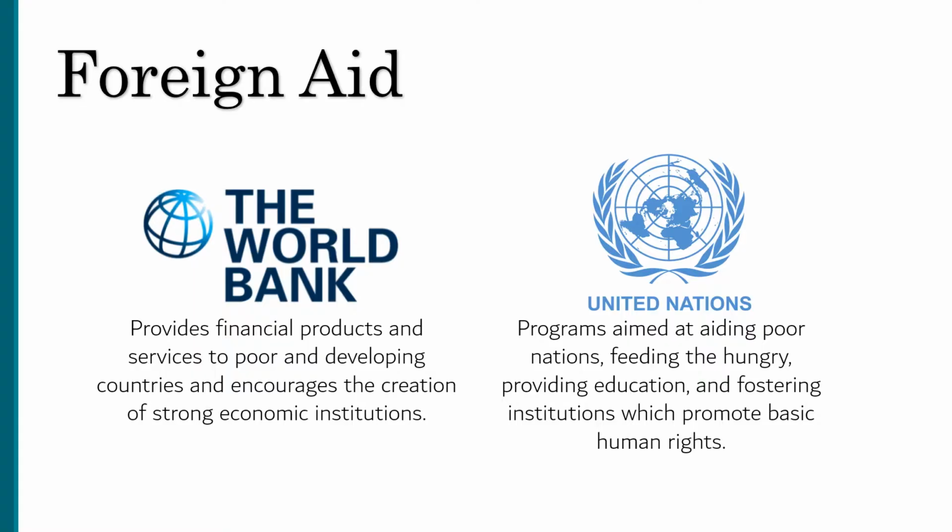Since the 1960s, the developed world has offered help to poor countries to try to get them on the path to economic prosperity. The World Bank provides financial products and services to poor and developing countries and encourages the creation of strong economic institutions. And the UN has programs aimed at aiding poor nations, feeding the hungry, providing education, and fostering institutions which promote basic human rights.